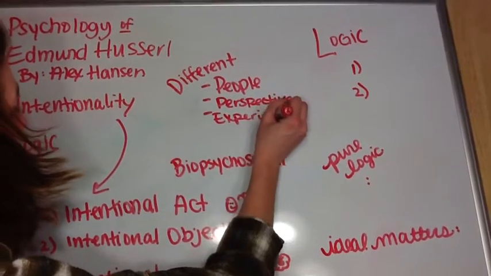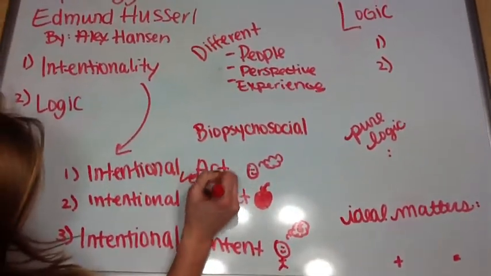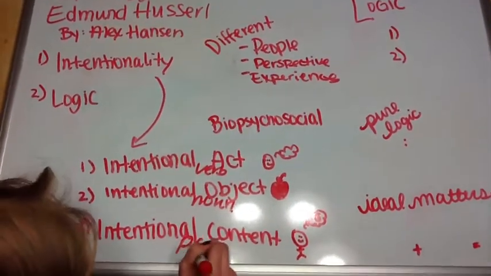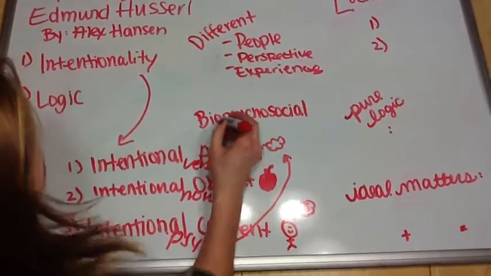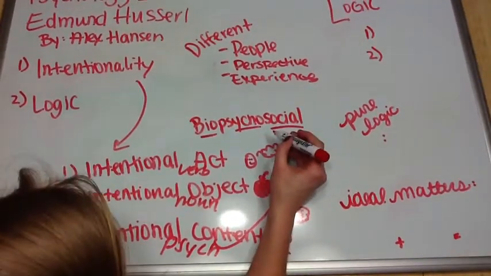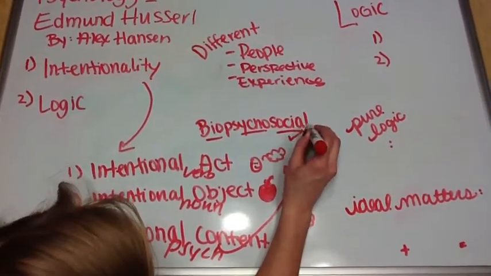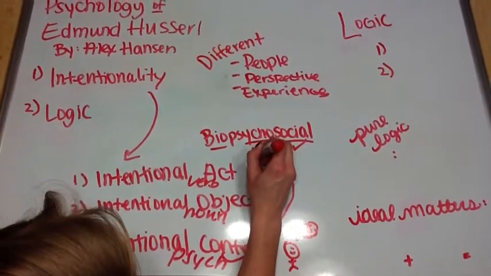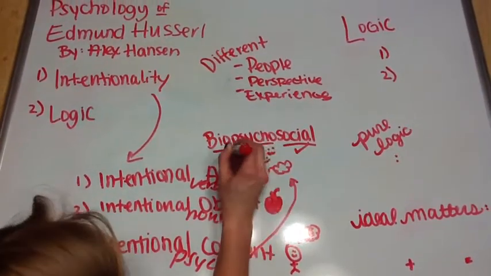To recap, the intentional act is sort of like the verb, the intentional object is like the noun, and the intentional content is where your psychology comes into play. Modern psychologists use the biopsychosocial method to break down thoughts. They say that on top of the experience or social factor, as Husserl claimed, the perception of the world also involves psychological factors such as emotion and stress, as well as biological contributions such as ancestry and genetics.